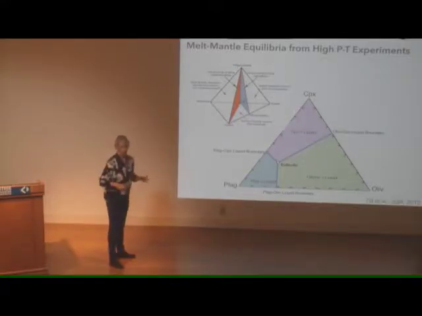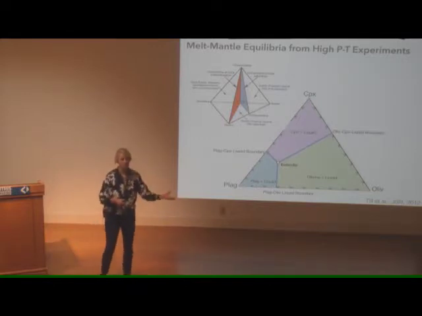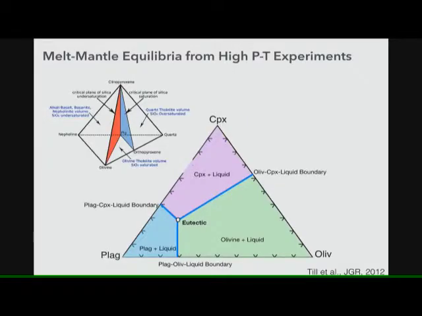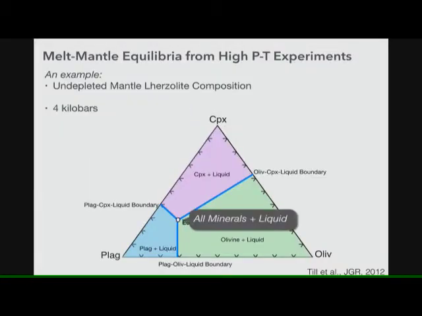That's as represented by if we were to take the assemblage and convert it into the components olivine, CPX, and plage. And if we were to melt it, the first melt would appear here at what we call the eutectic. So that's a place where we have all the minerals plus liquid stable in the assemblage. And if we continue to melt it, it would move away from this eutectic depending on its bulk composition. It could move along this line here.